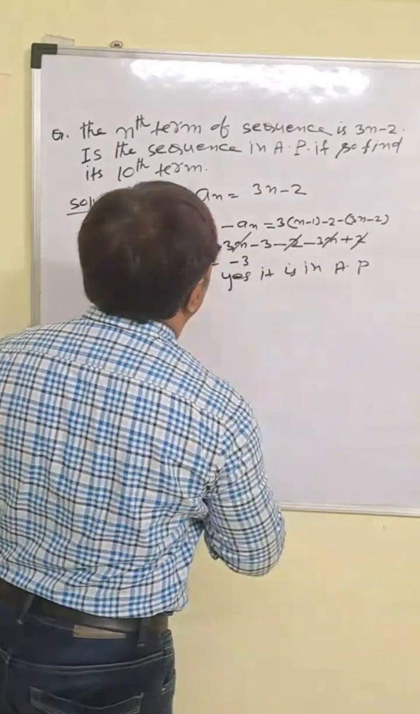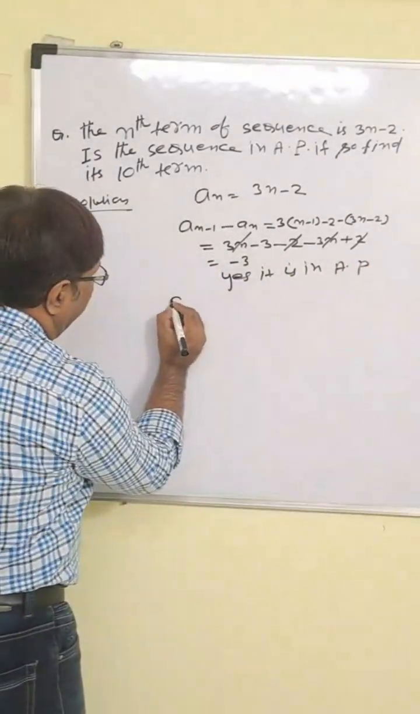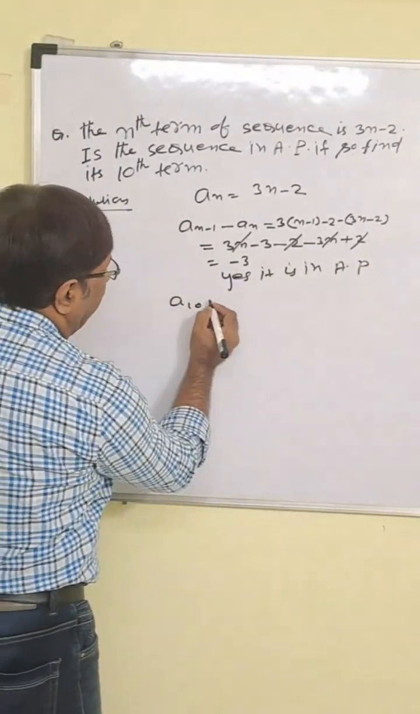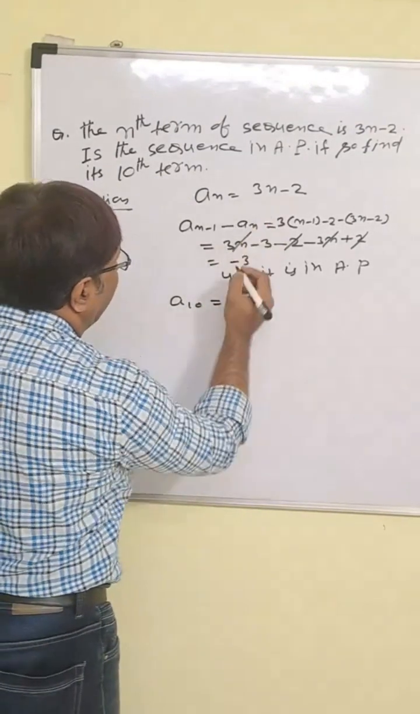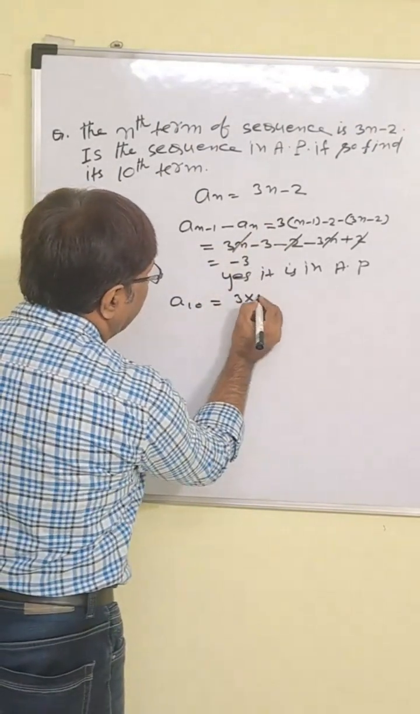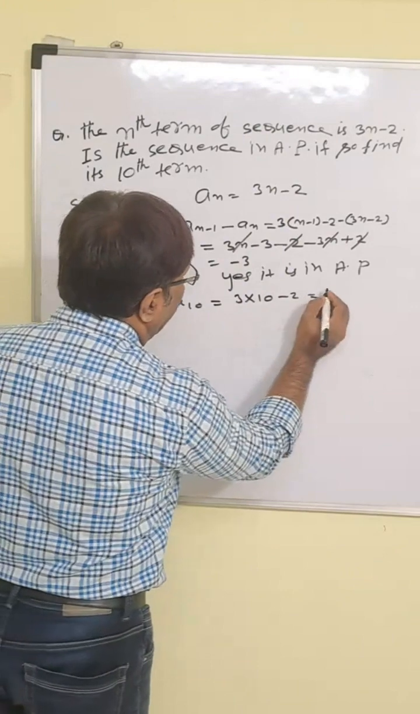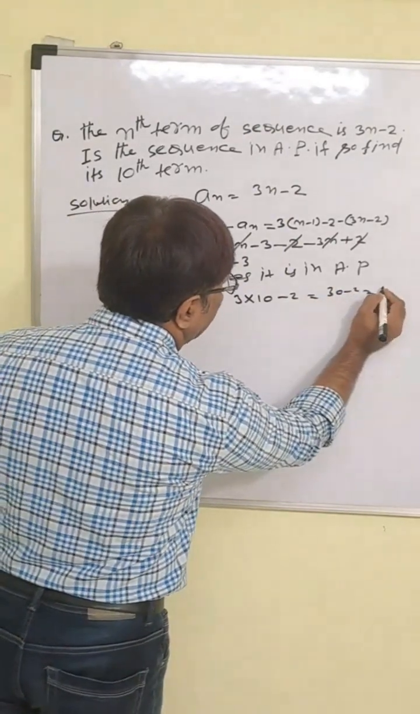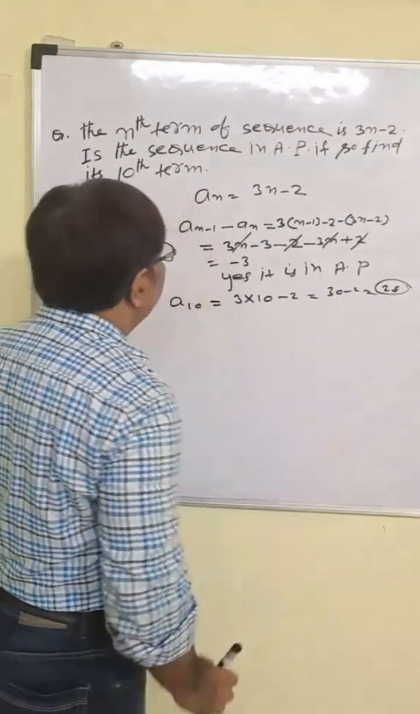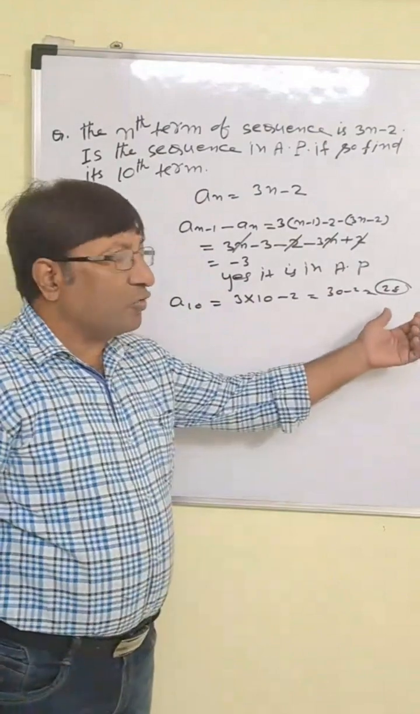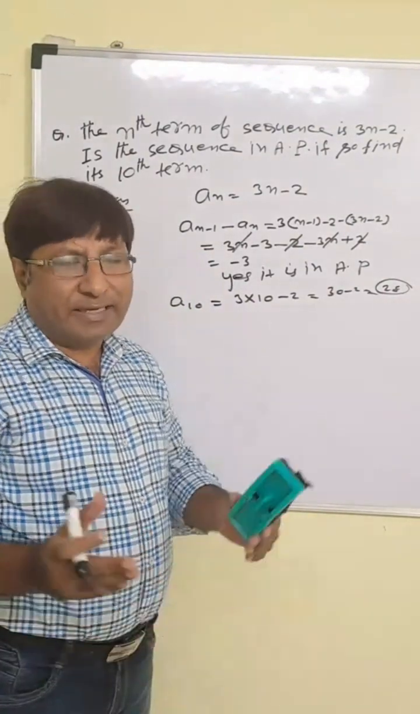Now we have to find the 10th term. So we have to find A10. A10 equals what? Directly put the value here: 3 into 10 minus 2. That is 30 minus 2, which is 28. So the 10th term will be 28. This is our correct answer.